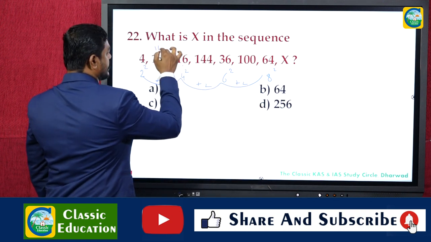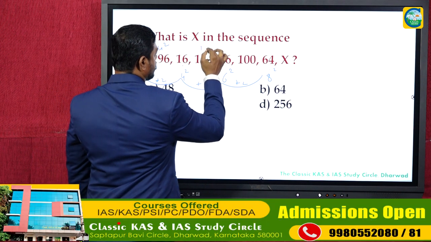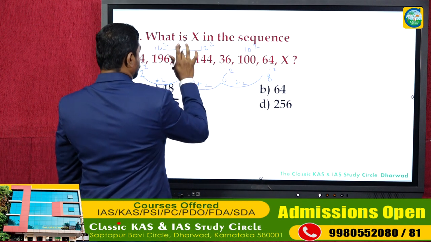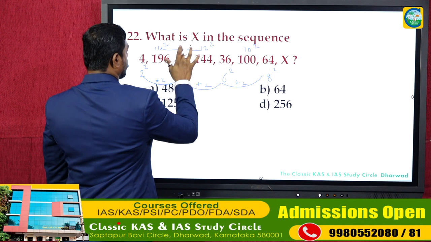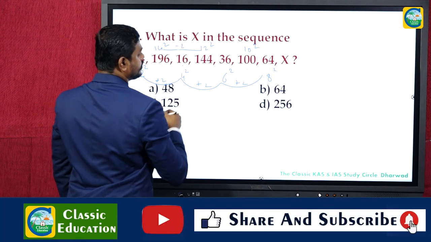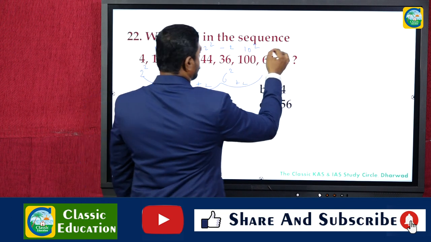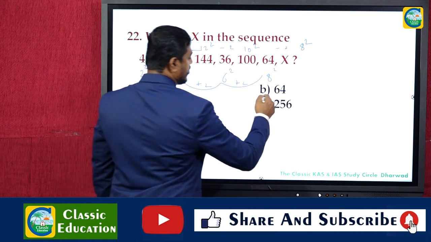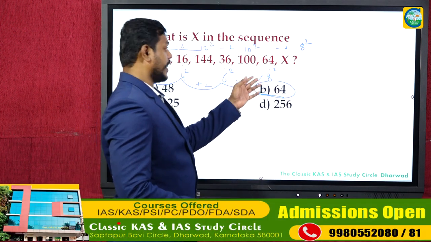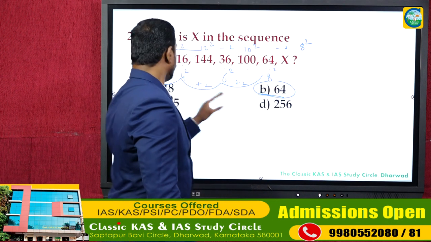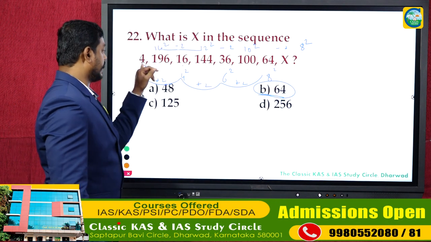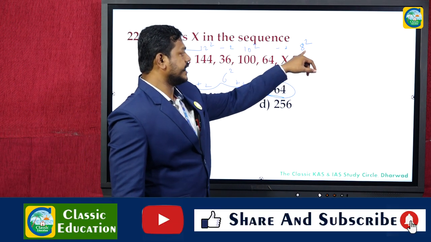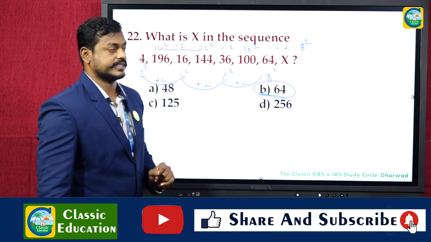Then 196, that is 14 square, again we'll come to 12 square, then 10 square, again the difference minus 2, minus 2, then 10 minus 2 means that is 8 square. Right? So the answer is option number B. Already 64 is there. Why? Because I told you how to check this one. They given 4, 196, 16, 144, 36, 100. Then again, 8 square is 64. Option number B is the right answer, friends.